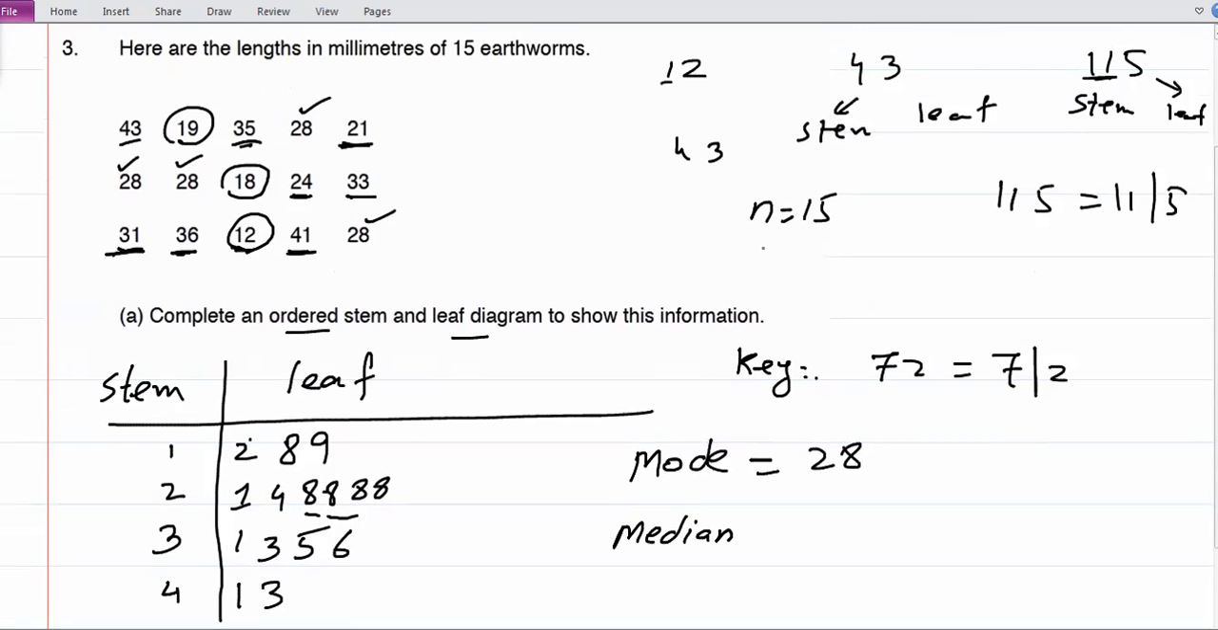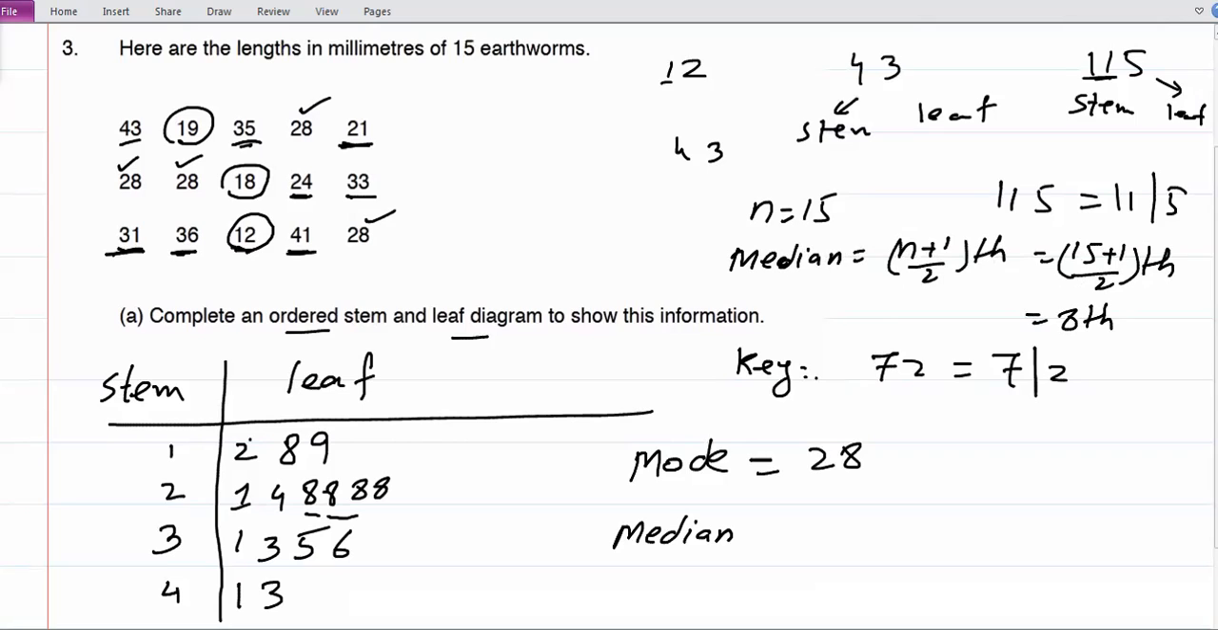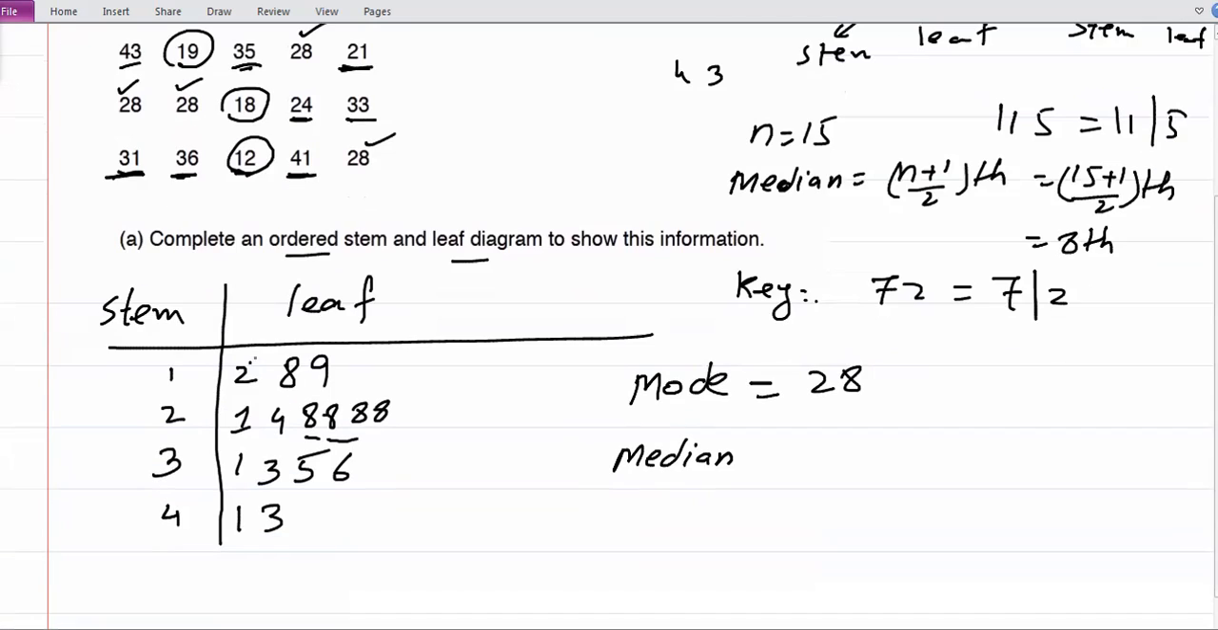So for an odd number, how do we find the median? The median for an odd number is always the (n plus 1) over 2th value. Meaning (15 plus 1) over 2, the 8th value. Yes, it means the 8th value is the median. 1, 2, 3, 4, 5, 6, 7, 8. This one has a stem too, so we will say the median is 28.